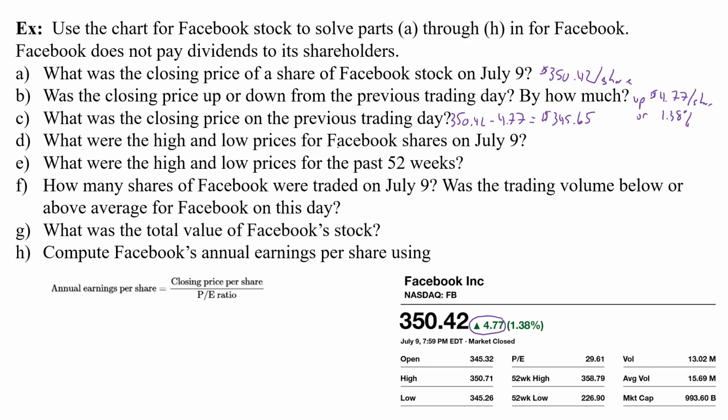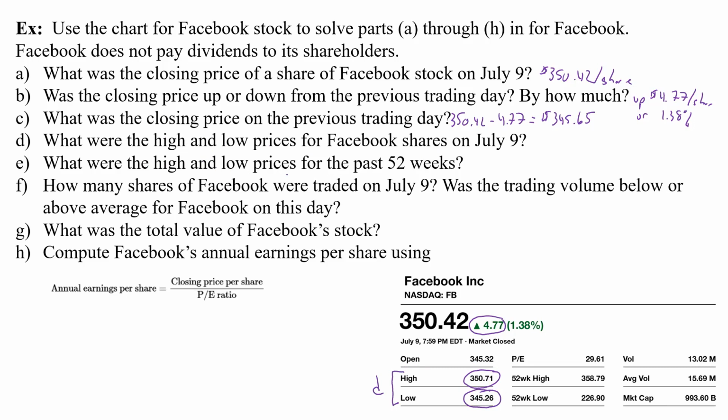What were the high and low prices for Facebook shares on July 9th? Well, here is D. So D is right here. For D, we have the high price is 350.71. The low price is 345.26. So those are the highs and lows, and again, that's dollars per share.